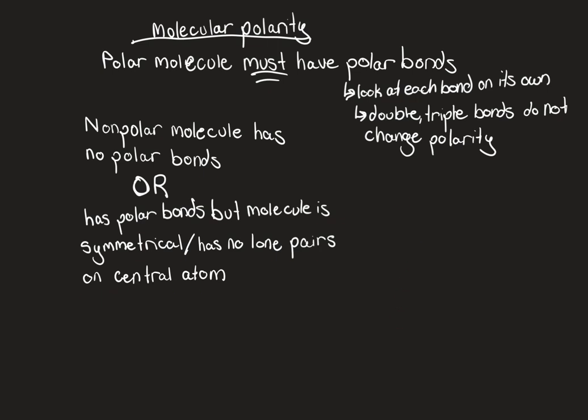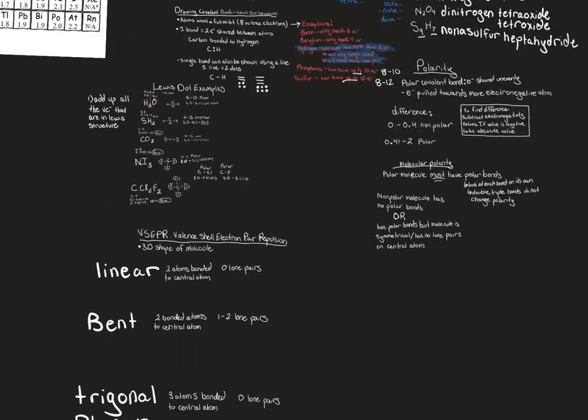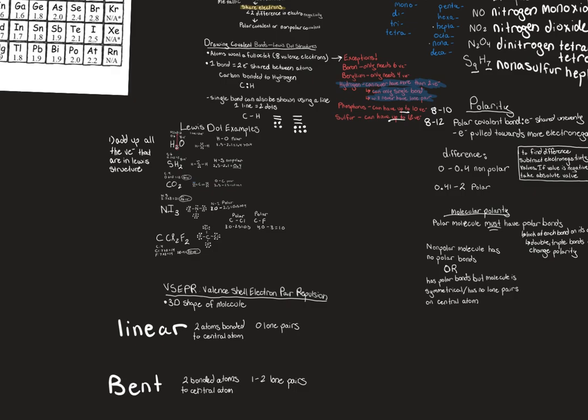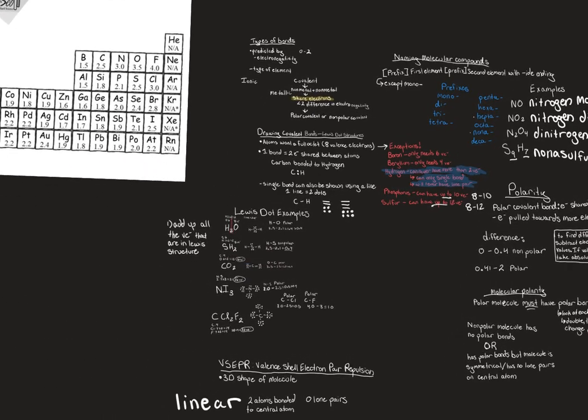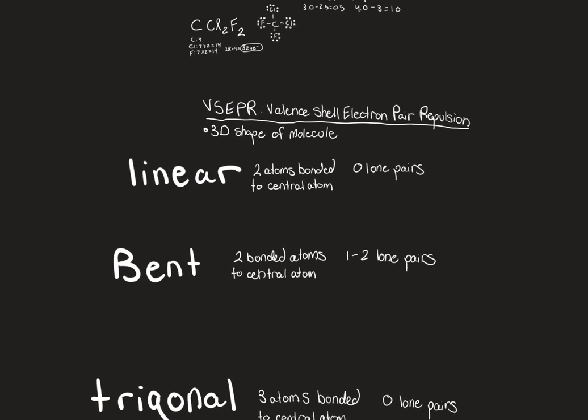To see if a molecule is symmetrical, we're actually going to look at VSEPR. So I'm going to go through VSEPR, and then we'll come back and see if our Lewis dot examples are polar or non-polar. VSEPR is the valence shell electron pair repulsion theory, and VSEPR tells us the 3D shape of a molecule, because as a reminder, molecules are 3D. Even though we draw Lewis structures as 2D, they are 3D.